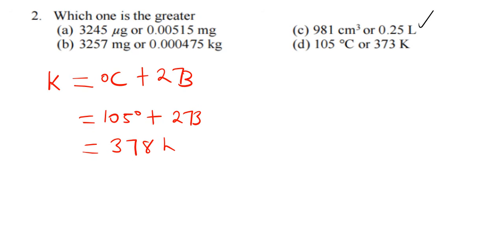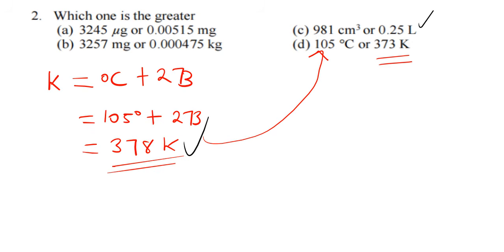In this case it's going to be 378 Kelvin. Now if it's 378 Kelvin and we compare, if this is equal to that, then on the other side we've got 373. So the one that we found is greater by about 5, right? About 5 kelvins. Okay, so that is the one that is greater. This is the greater one.